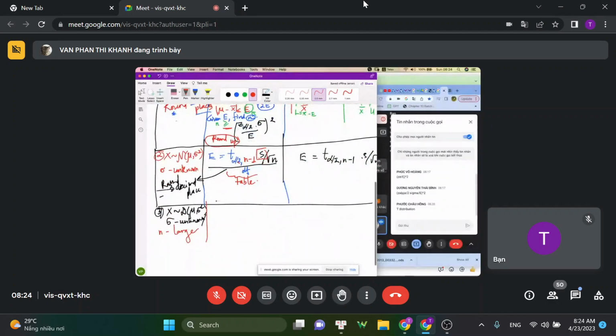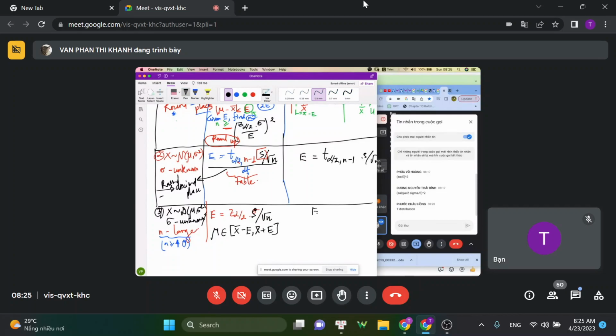That's why in this case we use z, right? Z alpha over 2 sigma over square root of n. In case we have sigma, we use sigma. If we don't have sigma, we use s over square root of n. And mu here belongs to the interval x bar minus E to x bar plus E. So the condition on n here is that n is greater than or equal to 40. Maybe sometimes we use 30, but we often use 40, right?